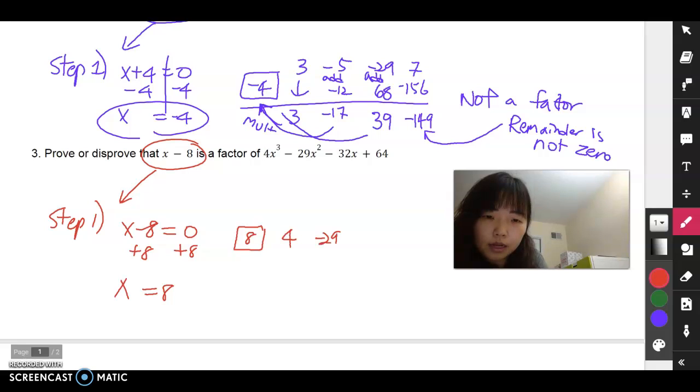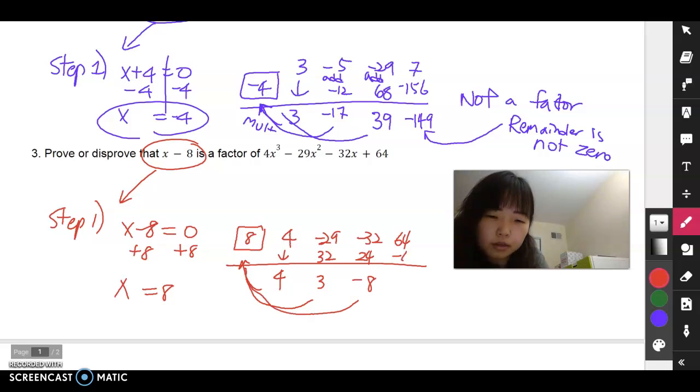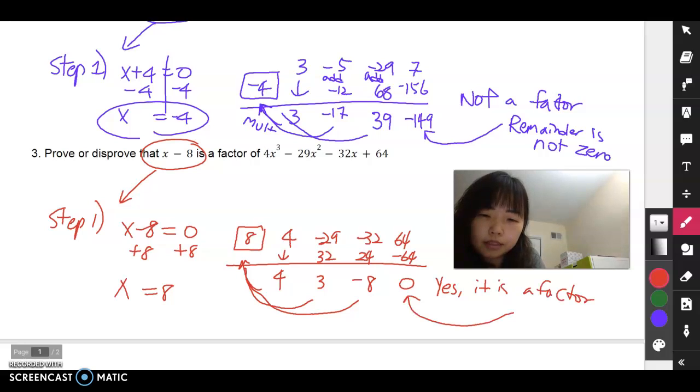4, -29, -32, 64. Bring it down. Multiply, add, multiply, add, multiply. Oh, look at that. Lovely. Yes, it's a factor, because the remainder is 0. Can I just say R is 0? Yeah?